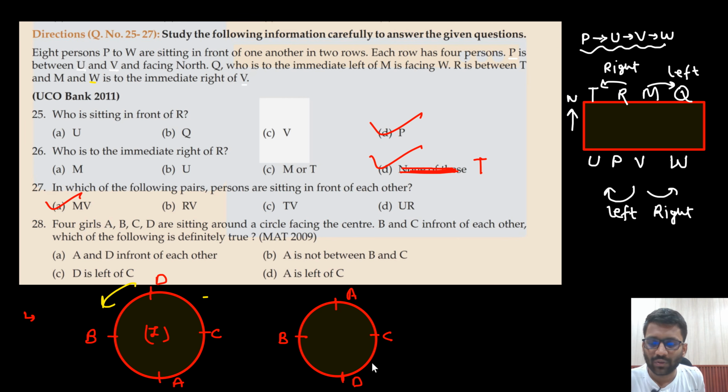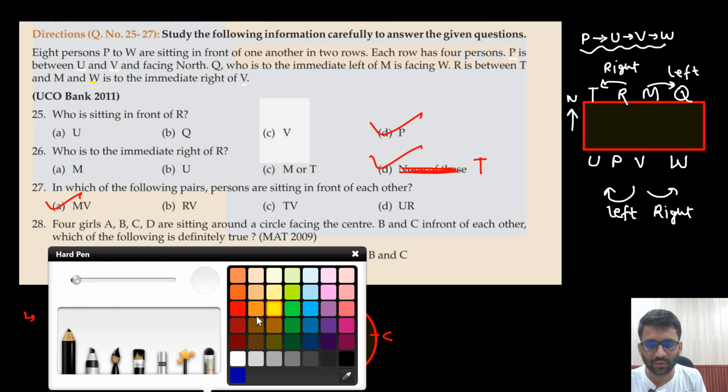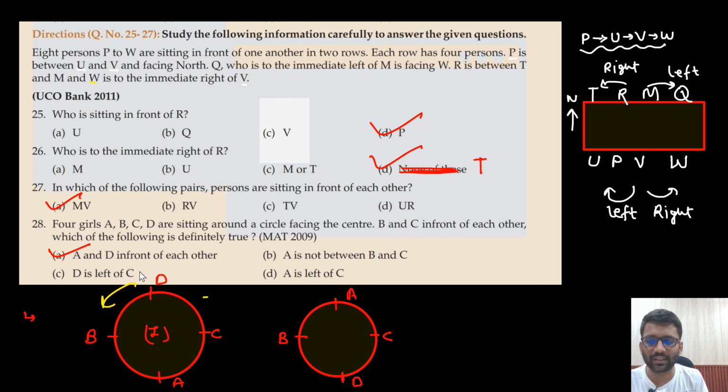B and C are in front of each other. Which of them must be true? A and D are in front of each other. So here it is true. A and D are in front of each other. Here also it is true. So yeah, this is true. First one is definitely true. Let's check the other ones as well.